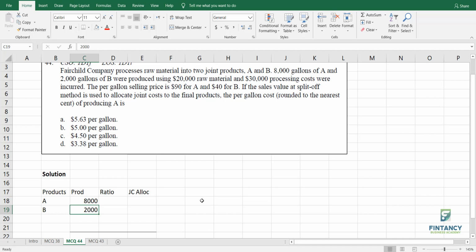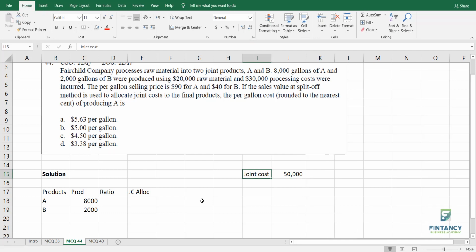Now 8,000 gallons for A and 2,000 gallons for B. Using $20,000 raw material and 30,000 processing cost. What do you mean by processing cost? CC. What is CC? Conversion cost. So if I say my joint cost is how much? My joint cost is 20 plus 30, 50. Getting the story, everyone? Okay. So your joint cost is 50,000. Now they say the per gallon selling price, because we are using which method? We are using sales value. So we need to consider the selling price.